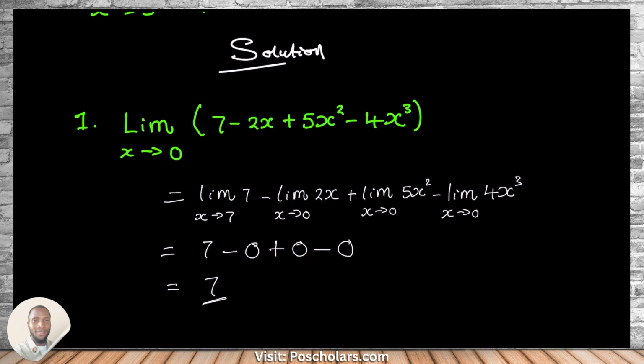Good. So what this limit is simply saying is that as x keeps getting closer and closer to 0, the value of this function becomes 7. So we are done with question 1.